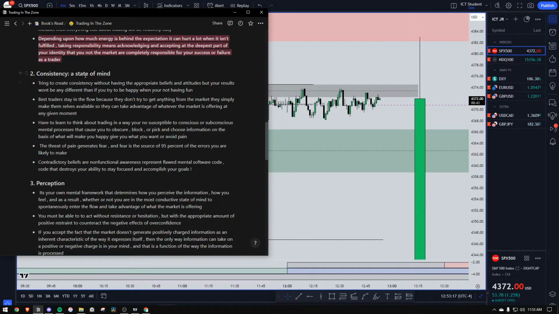Trying to create consistency without having the appropriate beliefs and attitudes, your results won't be any different than if you try to be happy when you're not having fun. That is deep, bro. Trying to create consistency without the appropriate beliefs and attitudes won't get you different results than trying to be happy when you're not having fun.